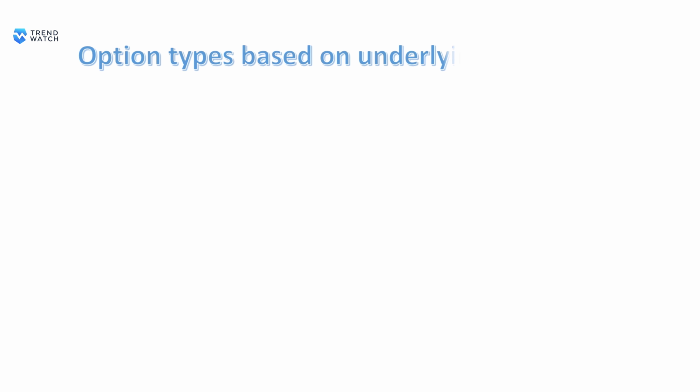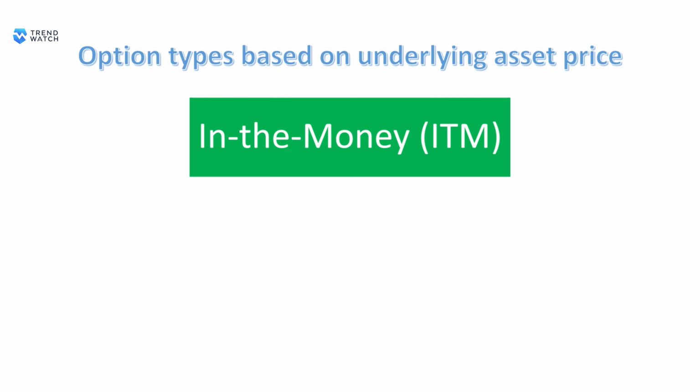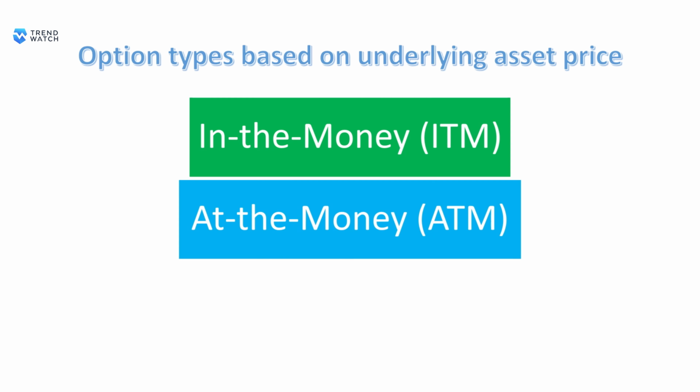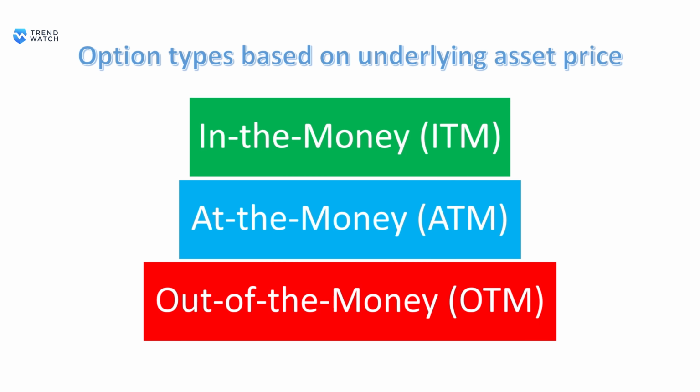Based on the price of the underlying asset, options can be classified into three categories according to their strike prices: in the money, ITM, at the money, ATM, and out of the money, OTM. Each category has distinct characteristics and associated trading strategies.